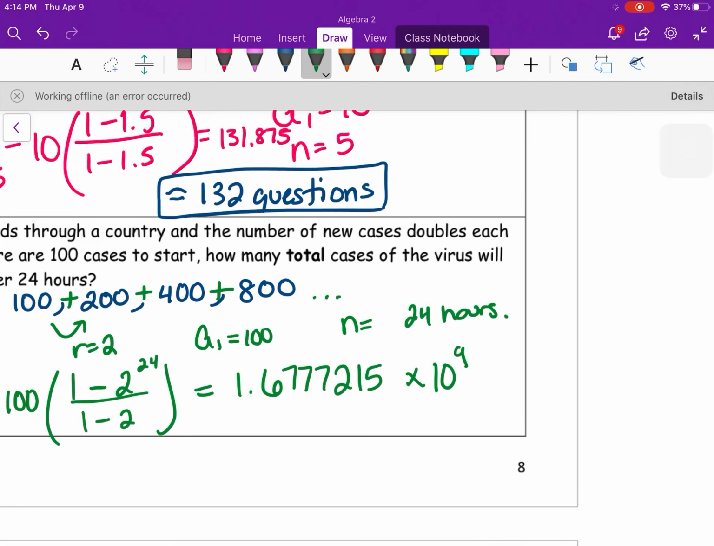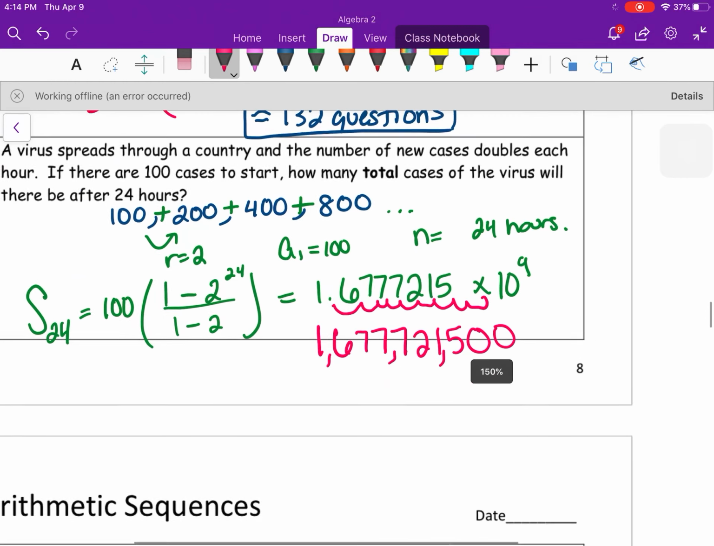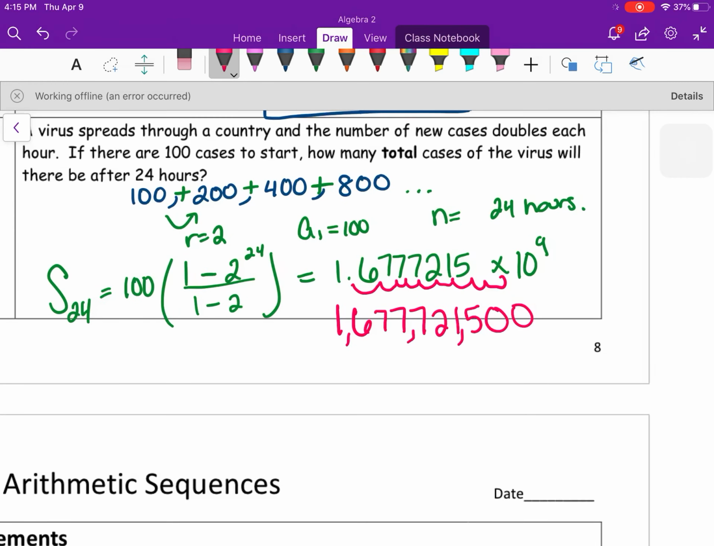Which means it's so large that it gave me it in scientific notation. So to the 9th means I need to move the decimal over 1, 2, 3, 4, 5, 6, 7, 8, 9. So it'll be 1.67777215, and I have to add 2 zeros. So we got hundreds, thousands, millions, trillions. So 1,677,721,500 cases in 24 hours.